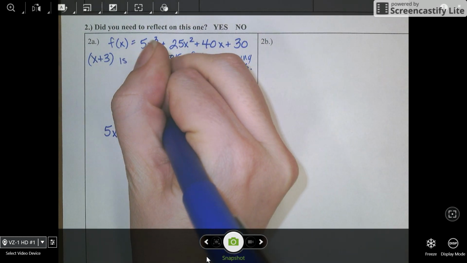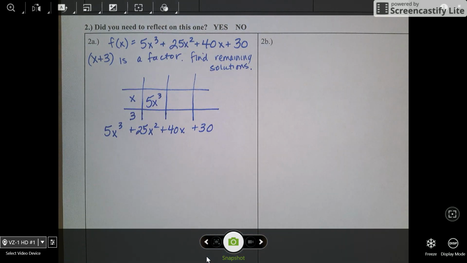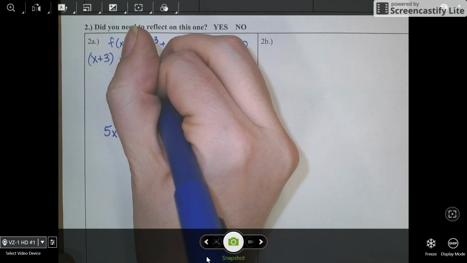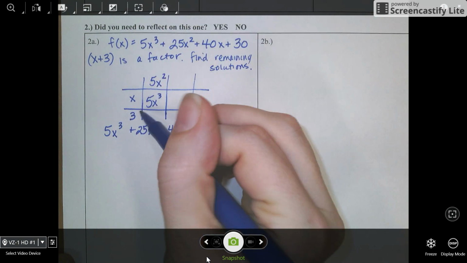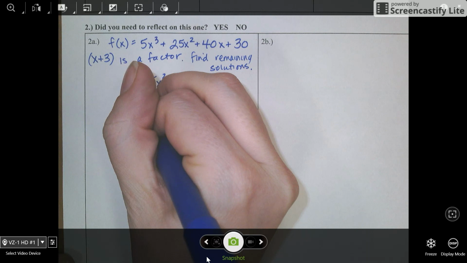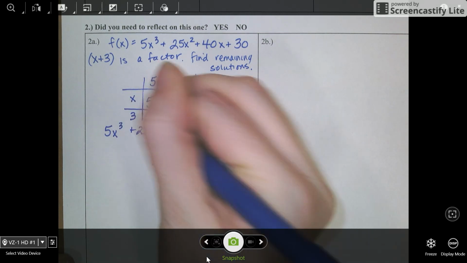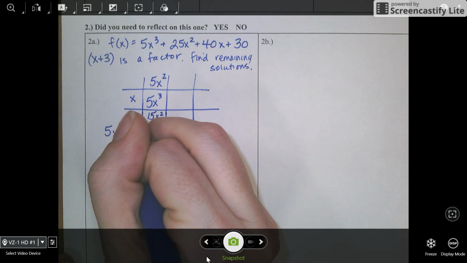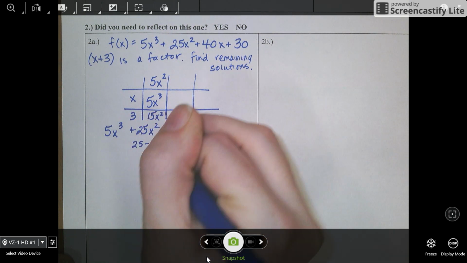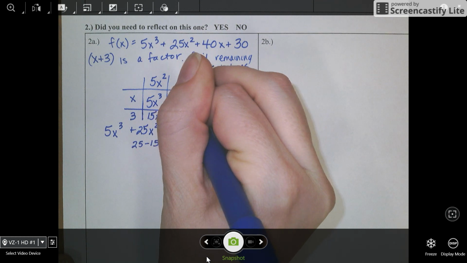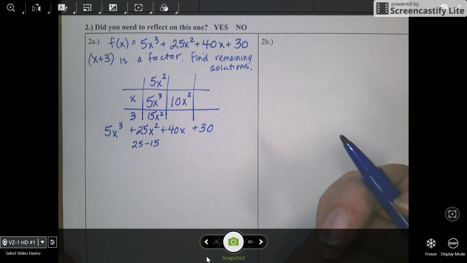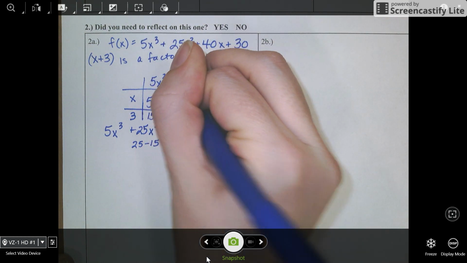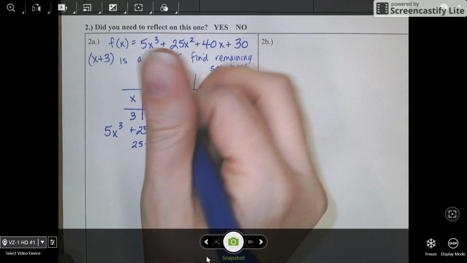We've got 5x cubed. That's always our starting position. I asked myself, what did I multiply x by to get 5x cubed? That would be 5x squared. Now I can do my row and my column. I get 15x squared. Now I'm going to subtract to find my diagonal. 25 minus 15, that gives me 10x squared. And then I start the process over again. What did I multiply x by to get 10x squared? That would be 10x. And then I can multiply my row and my column.